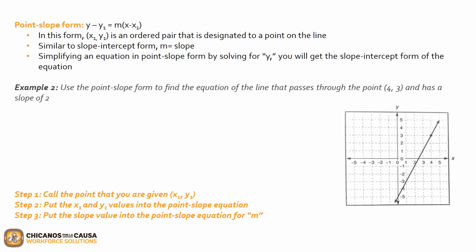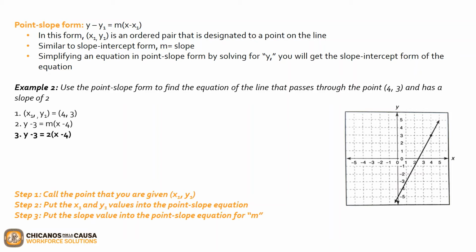So let's look at an example. Example 2. Use the point-slope form to find the equation of the line that passes through the point (4, 3) and has a slope of 2. So you can see we've already been provided our grid. It already has a line on it, which is great. Now we're going to use that point-slope form, and then we're going to plug in the values that we've already been given.